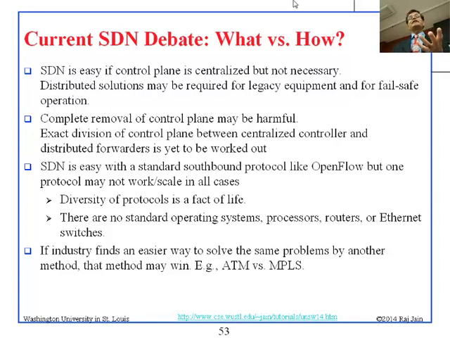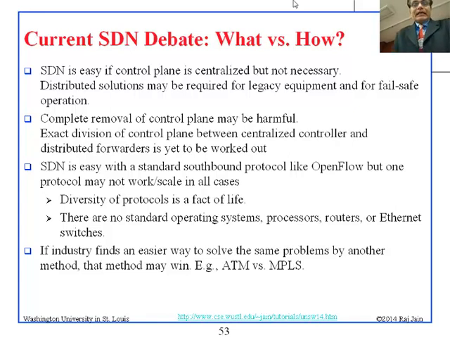Do I really need to centralize the control plane? There are people who are saying no, you need a distributed solution if you want to have fail-safe operation. Then the question is, do I really need to remove the whole control plane? Can I leave the control plane in there? And there is an argument that you want to leave the control plane there, because if you don't, what happens if the boss dies? If the controller is gone, then you can't do anything, right?